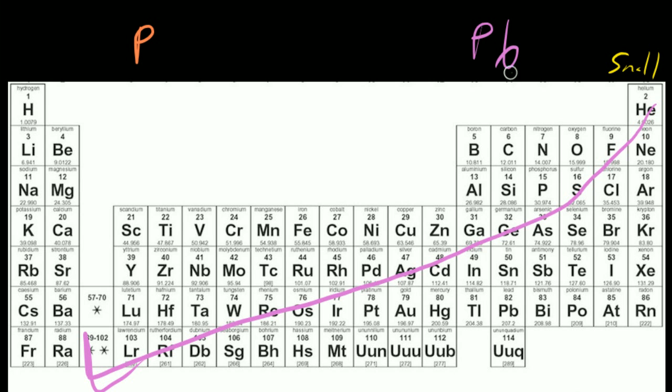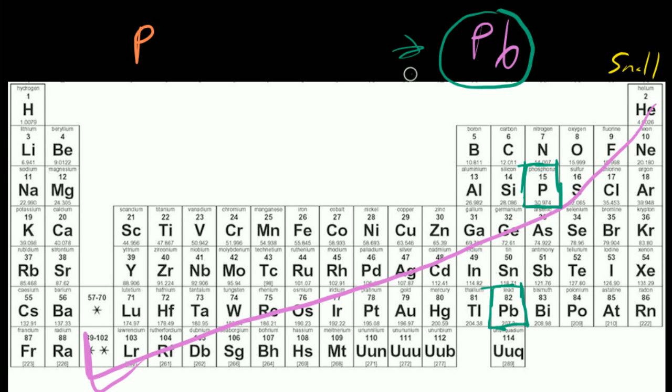And where are our elements on the table? Well, here's phosphorus, and here's lead. So which one of these is going to have a larger atomic radius? Well, it's going to be lead, right? Because it is pretty far down, and it's one row over to the left. So the element with the larger atomic radius is going to be lead.